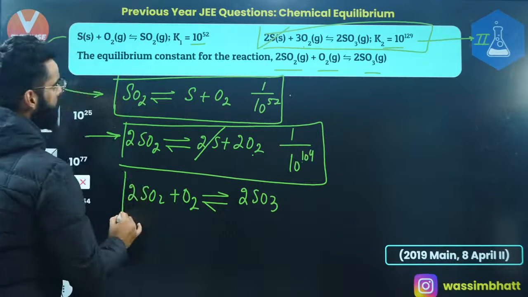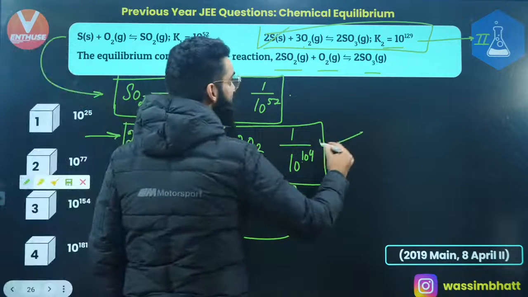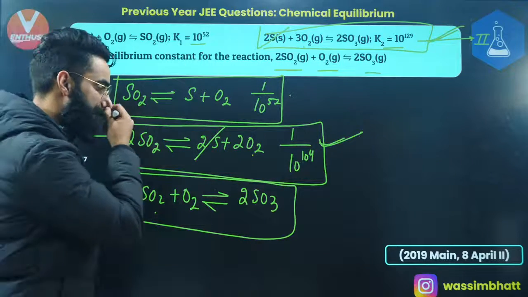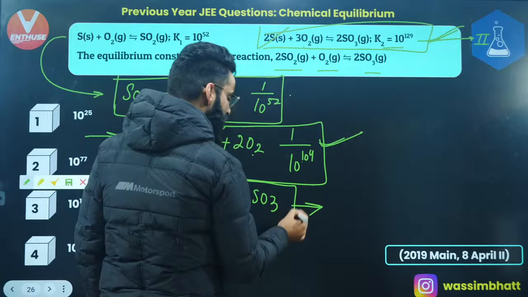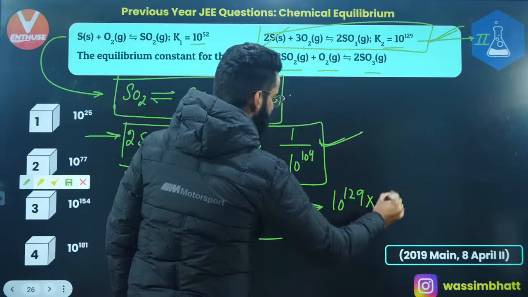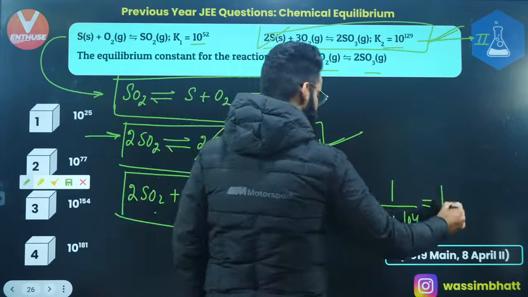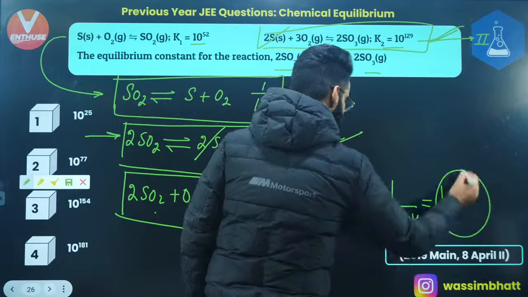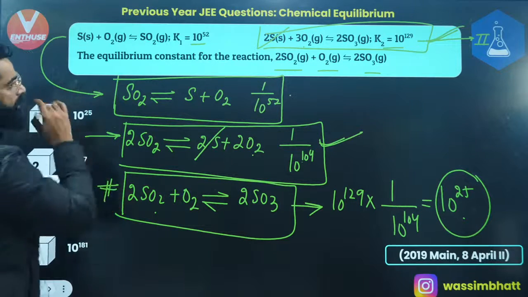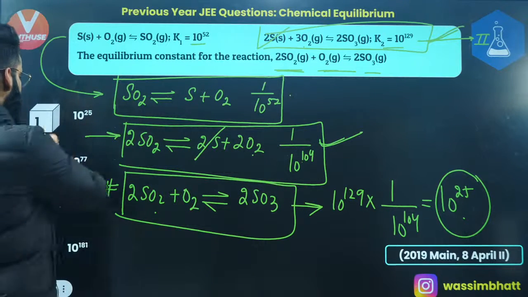How did I get this reaction? I got this particular reaction by adding this one and this one. And on adding the two reactions, the equilibrium constants are multiplied. So the new equilibrium constant for this reaction is going to be 10 raised power 129 multiplied by 1 divided by 10 raised power 104. The value comes out to be simply 10 raised power 25. This is the new equilibrium constant for this reaction, and for this reaction only, I was supposed to calculate the equilibrium constant, correct? Yes, so it's going to be 10 raised power 25.